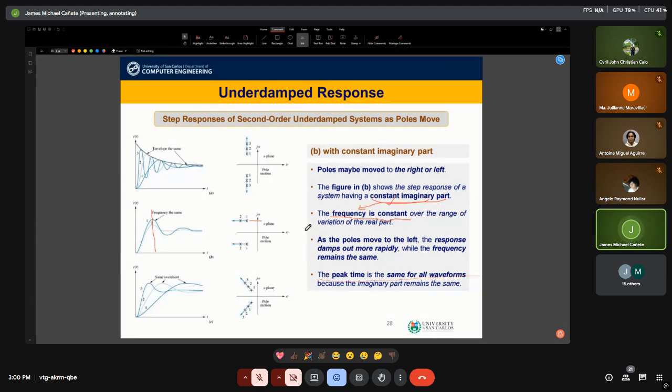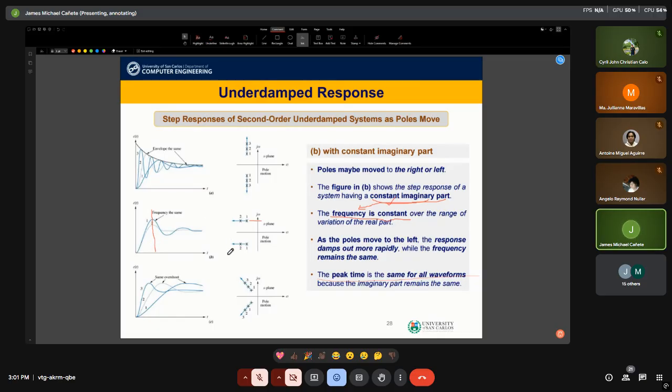So may dili mo change. As the poles move to the left, the response dumps out more rapidly, while the frequency response remains the same. So ang ihang settling time mo pas-pas based on number 2. Pas-pas kaya ang settling time. I think ihang rise time hinay.